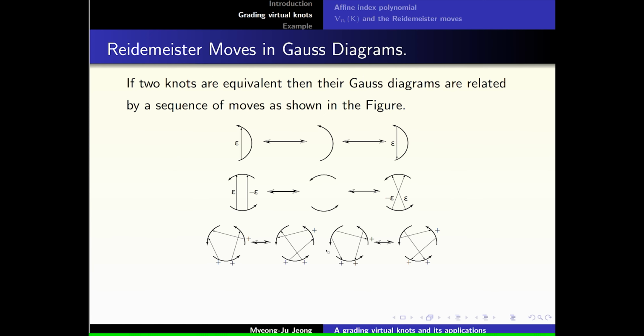If we represent the Reidemeister moves and virtual isotopy in a virtual diagram, we can represent them as Gauss diagrams as shown in this figure. The first move represents the first Reidemeister move, the second one expresses the second Reidemeister move, and this move comes from the third Reidemeister move. Here, epsilon may take plus or minus, which means the crossing sign of the classical crossing.